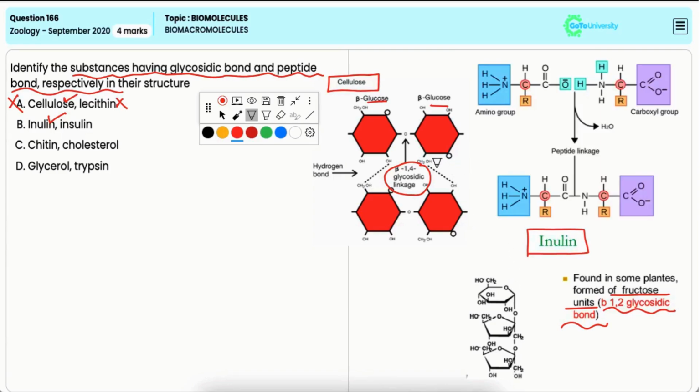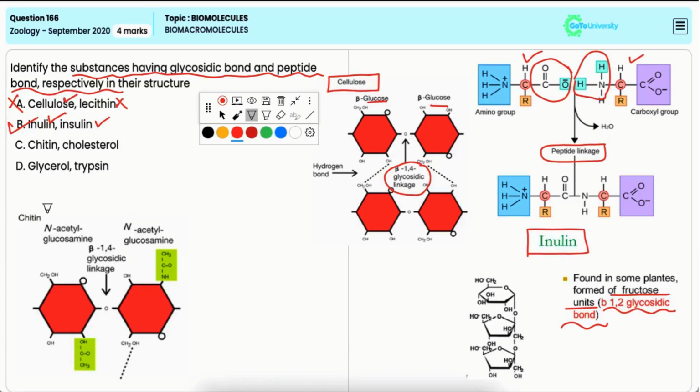And insulin is a protein, and proteins are composed of amino acids which are linked together by peptide bonds that form between the carboxyl group of one amino acid and the amino group of another. Hence, this is the correct option. Option C, chitin and cholesterol.